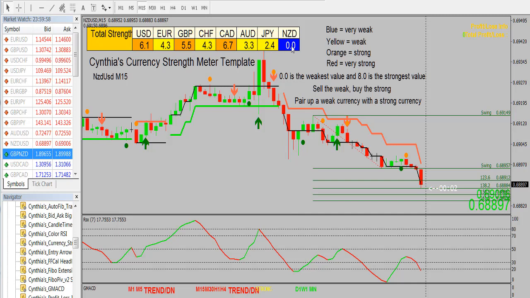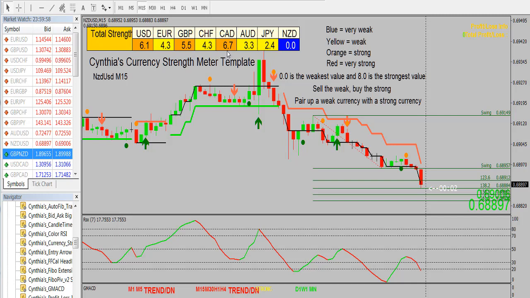First of all, you can see the meter has several colors, and the New Zealand dollar currency here is blue and at a numerical value of 0.0. That is the weakest. Blue is the very weakest color, and 0 is the weakest value. And if you look at the yellow, it is considered weak, and so these will be low numbers. The lowest is 0.0, and these are fairly low numbers but not that low.